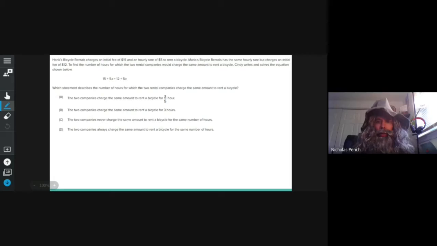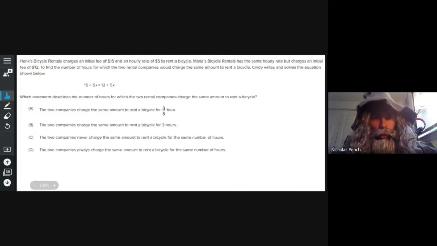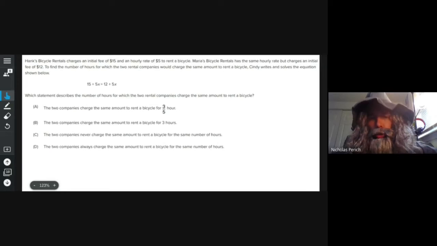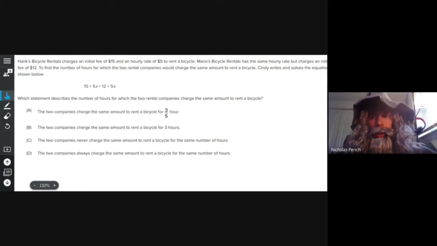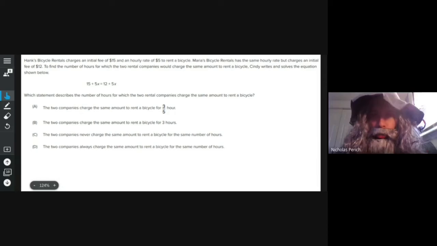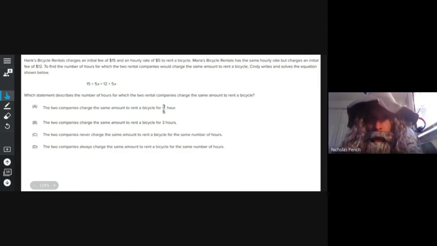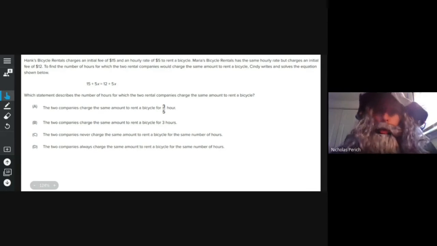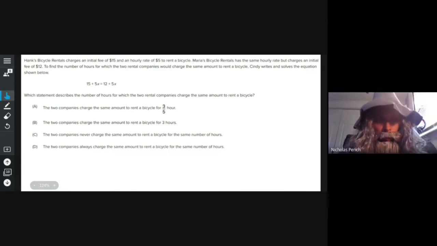What we have here is a terrible, terrible, terrible word problem, and perhaps I shall zoom in so you can see it more clearly. Hank's Bicycle Rentals charge an initial fee of $15 and an hourly rate of $5 to rent a bicycle. Maria's bicycle rentals has the same hourly rate, but charges an initial fee of $12. Ooh, Maria seems to be a better deal. Of course, I don't pay with money.